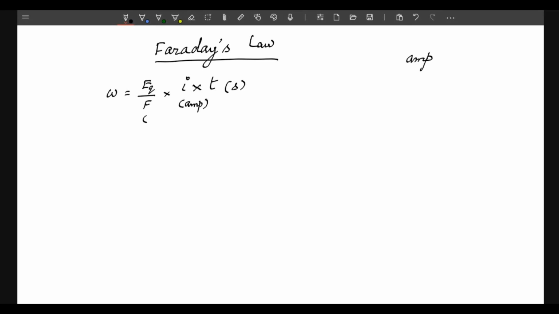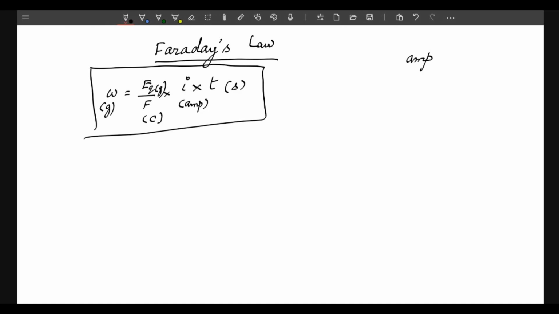Q would be in coulombs, and equivalent weight. If W is given in gram, the equivalent weight should also be given in gram. Therefore, this is the equation. We are going to make use of this. And the problems asked are different from one to another.